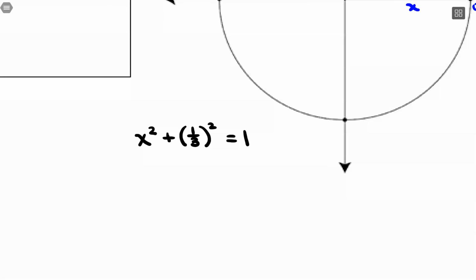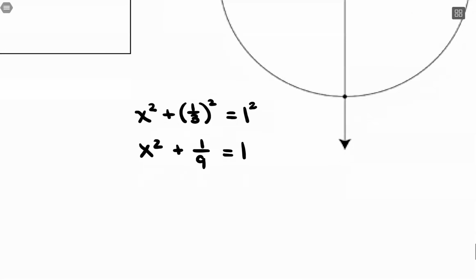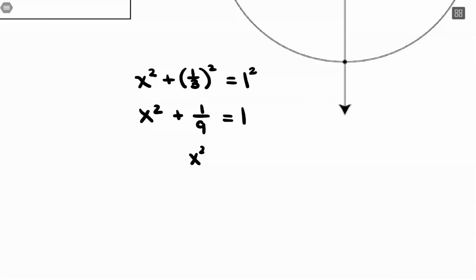Notice this right here is that Pythagorean identity as well. We have cosine squared plus sine squared equals 1 squared. That's in there. In fact, I should put the square there. Okay, x squared plus 1/9 is equal to 1. Subtract 1/9 from both sides. So that's a 9/9, so this will be 8/9. Take the square root of both sides.